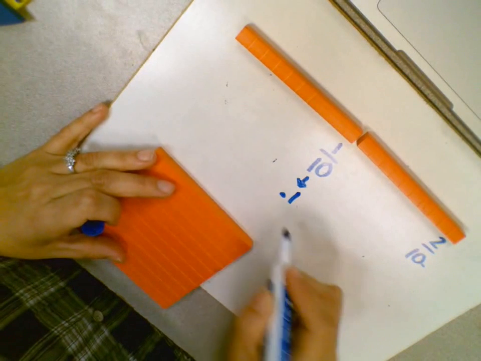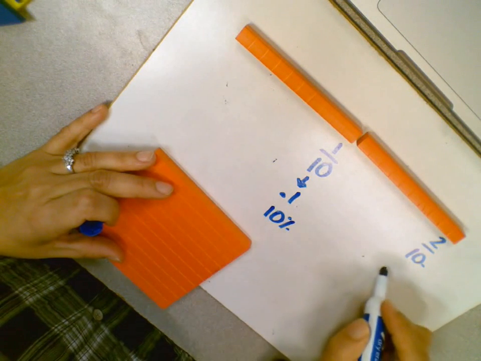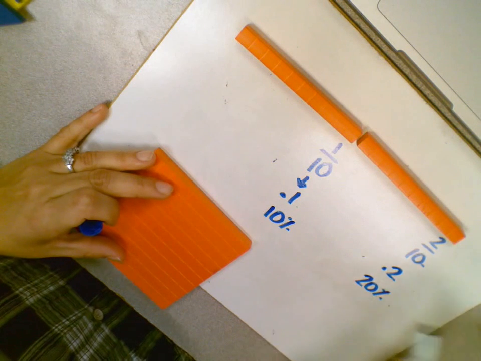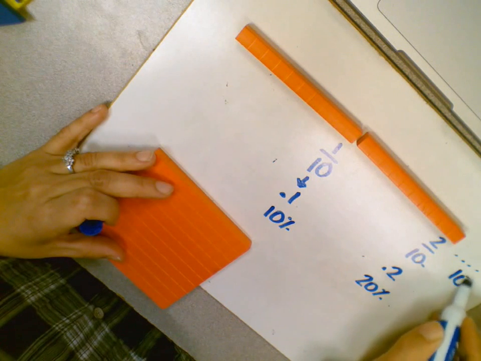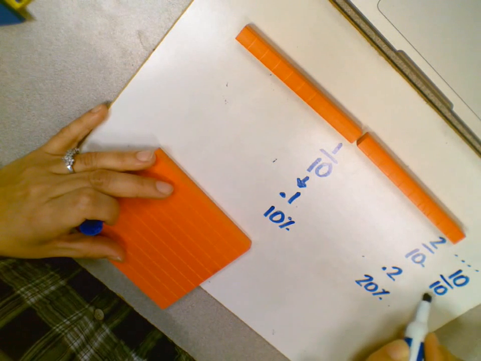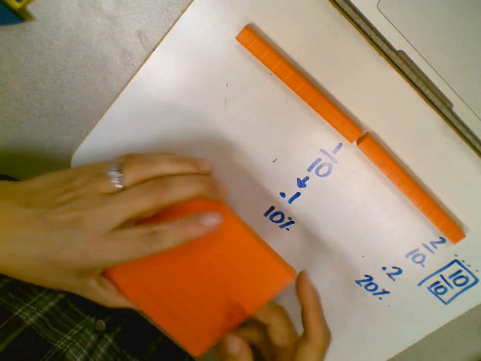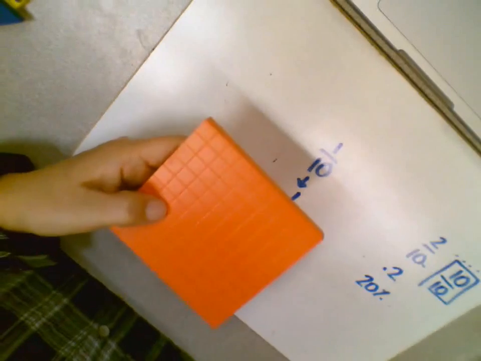like 0.1 or 10%, 0.2 or 20%. And this number line kept going until we were able to represent 10 over 10, which was the giant 1. But now my question became, can I break this hole into even smaller pieces?